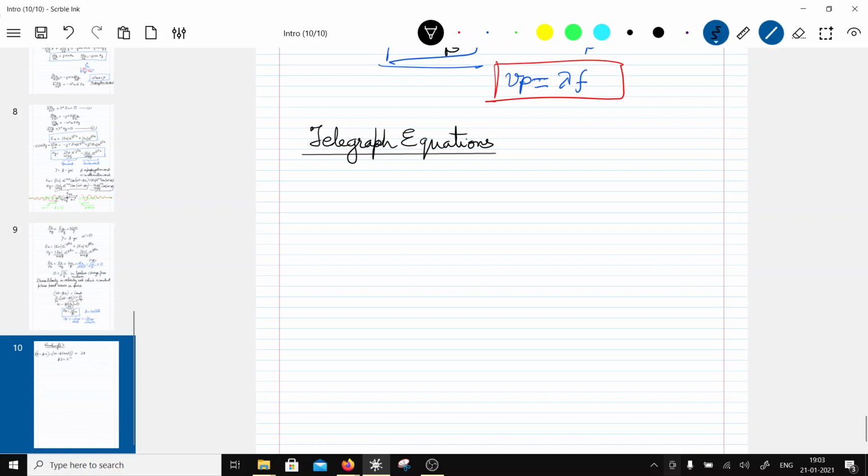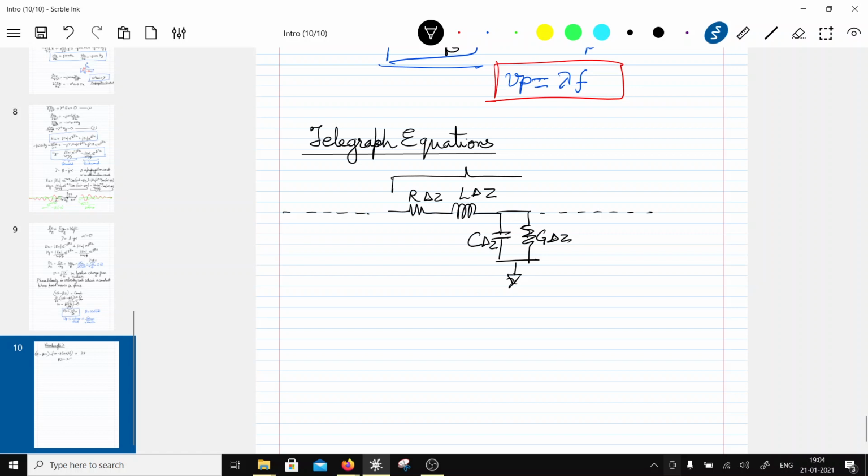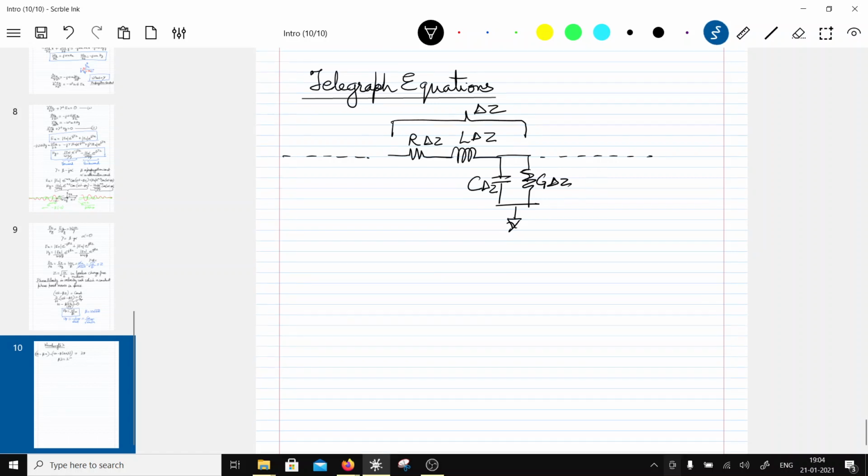So let's say if I was to draw the equivalent of a line, a line would have a certain resistance R over a distance delta Z, and certain inductance L over a distance delta Z. Then it is also going to have certain capacitance over a distance of delta Z, and then it is going to have certain conductance, okay, G also over delta Z. Okay, so I can consider the line to be made up of repeating sections of this, where this distance over here is delta Z, right? So now let us write this.